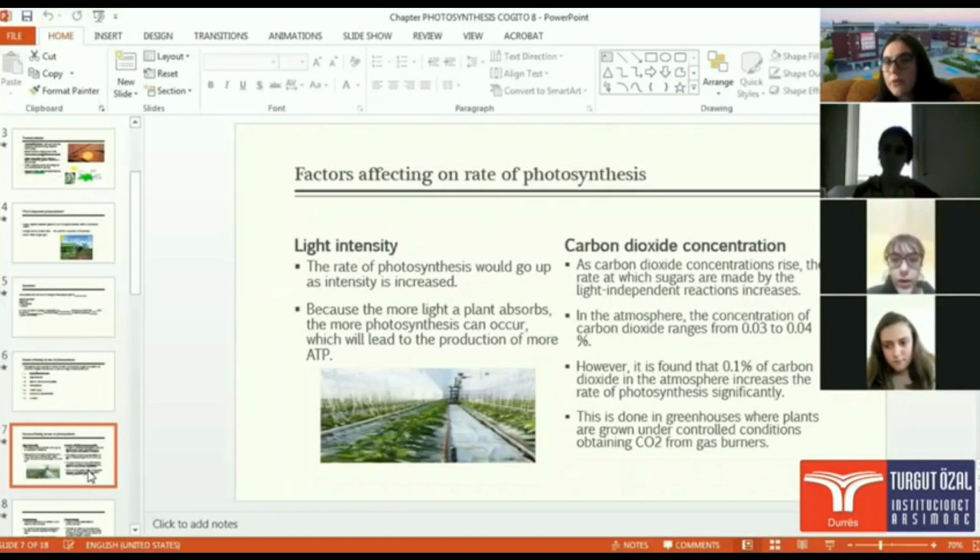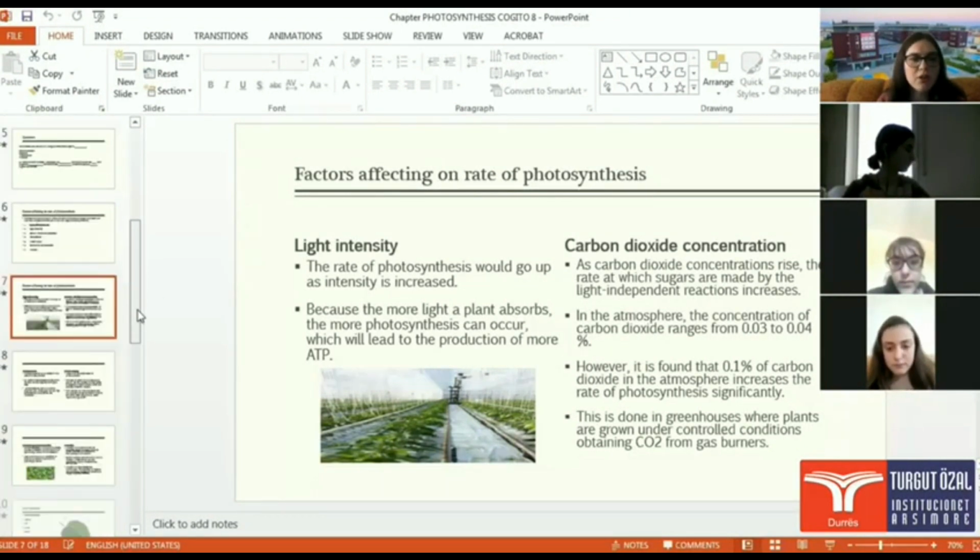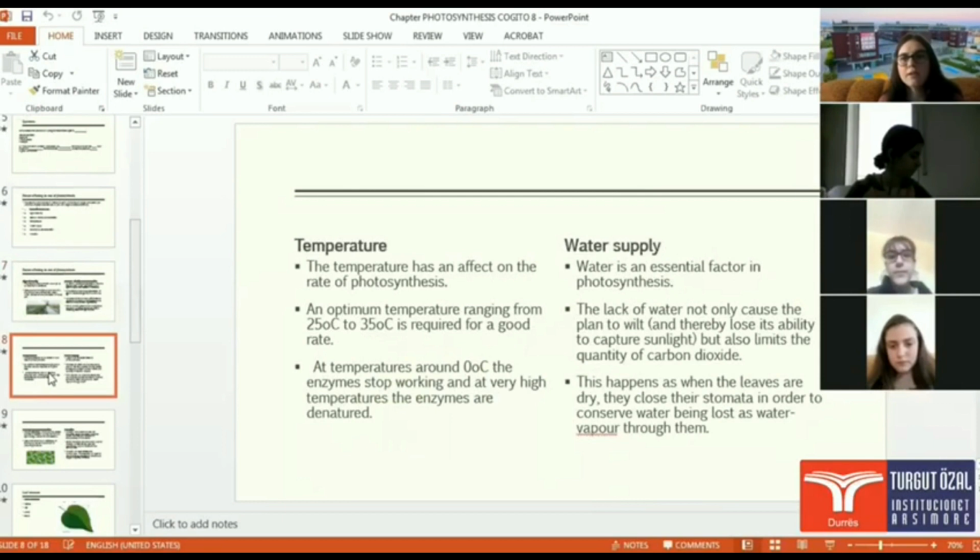Carbon dioxide concentration. We also get the same conclusion, even from the carbon dioxide concentration. When it rises, the rate of sugars that are made increases. All right, so more carbon dioxide, more photosynthesis will occur. This is the conclusion. Temperature.